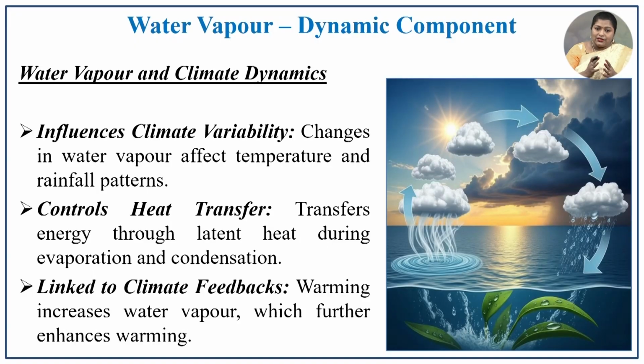If there is a change in the water vapor, what does it directly affect? The temperature as well as the rainfall pattern. So it is directly influencing the temperature and rainfall. And water vapor also transfers energy through the latent heat during the evaporation process as well as in the condensation process. It controls the heat transfer.